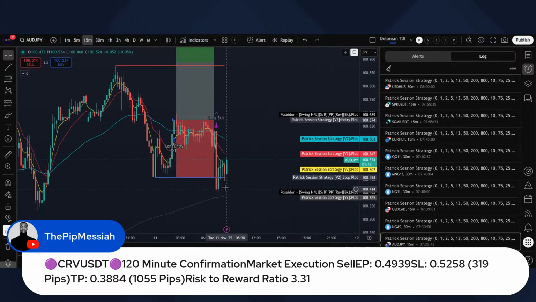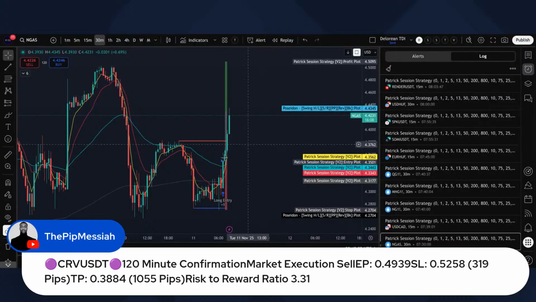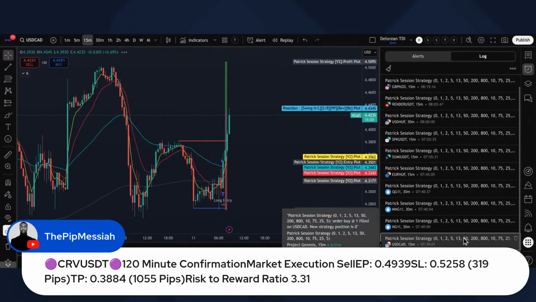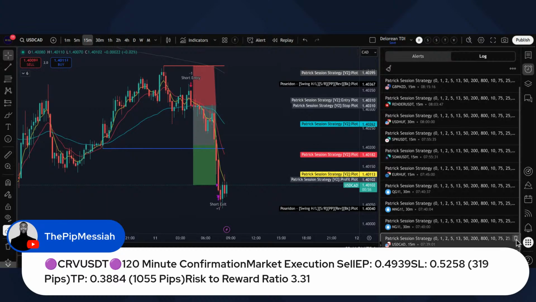And we have the Australian dollar versus the Japanese yen. Hit stop loss, invalid. Got natural gas. That's already more than 50% of the way to take profit. We won't be entering that trade. We looked at the United States dollar versus Canadian dollar already.